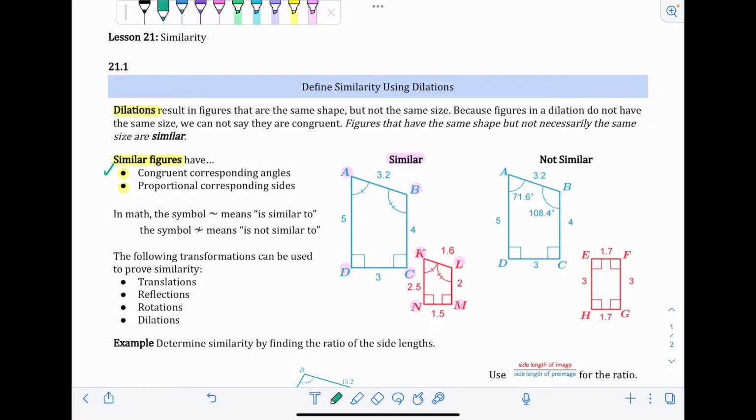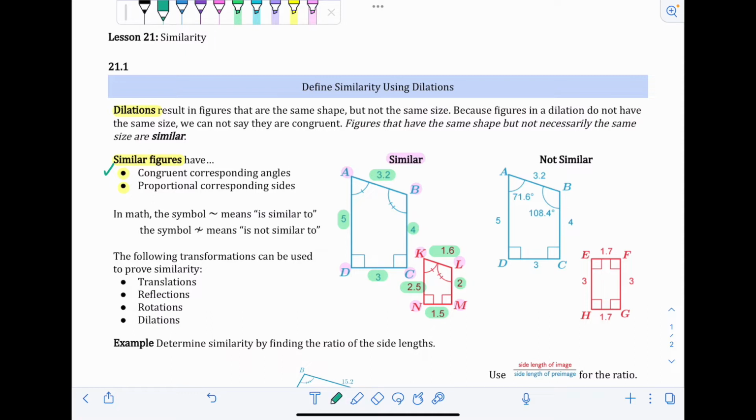The second thing is that corresponding sides must be proportional. So in this figure, AB corresponds with KL, and 1.6 is exactly half of 3.2. And then AD corresponds with KN, and 2.5 is half of 5. DC corresponds with NM, 1.5 is half of 3. And then BC corresponds with LM, and 2 is half of 4. So each of the red sides is exactly half of what the blue side lengths are.